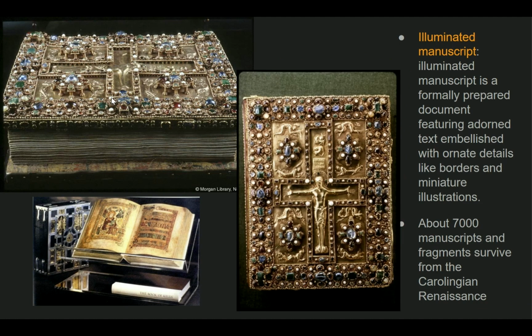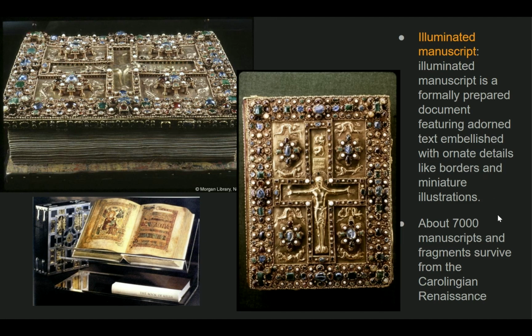Now, I brought up the fibulae and the details of it to lead into the illuminated manuscripts. We're going to look at a couple. This is a formally prepared document. We're going to be looking at two Bibles where the text is embellished. There are ornate details within it, and the exterior is often decorated with a beautifully ornate, jeweled, precious stones cover.